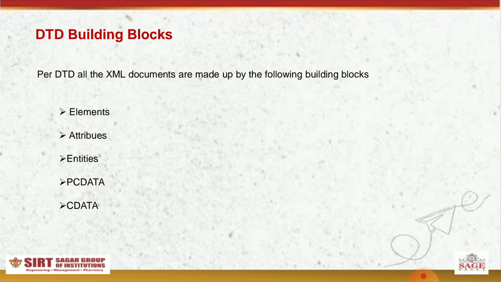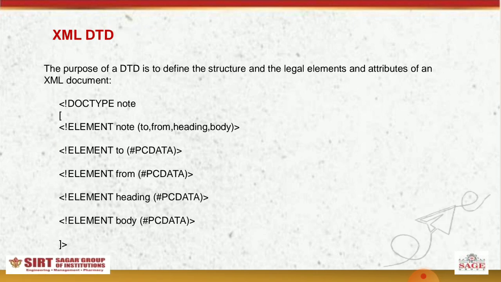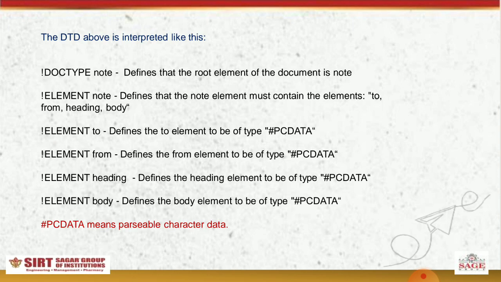DTD building blocks are elements, attributes, entities, PCDATA, and CDATA. The example has the elements note, to, from, heading, and body. The DTD above is interpreted like this: note defines the root element, and the element note must contain the elements to, from, heading, and body. The elements to and from are defined as PCDATA. The heading element is of type PCDATA, and the body element is of type PCDATA.